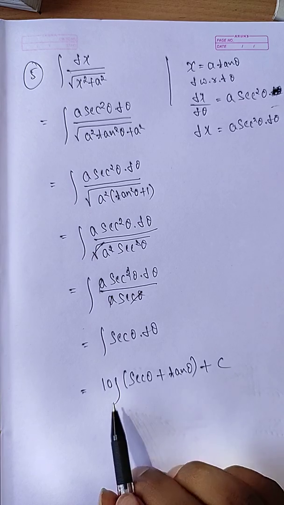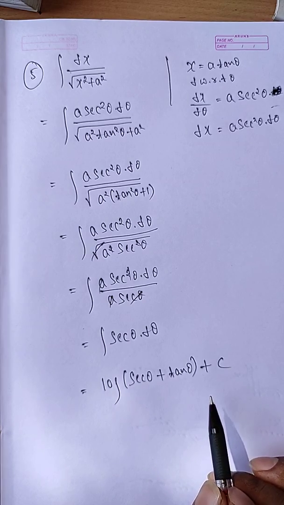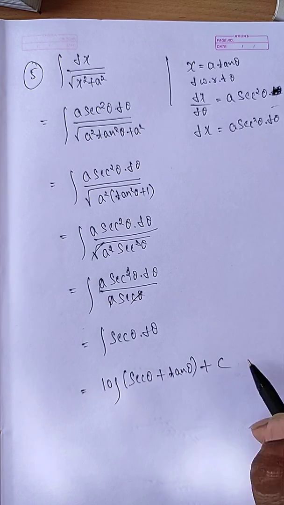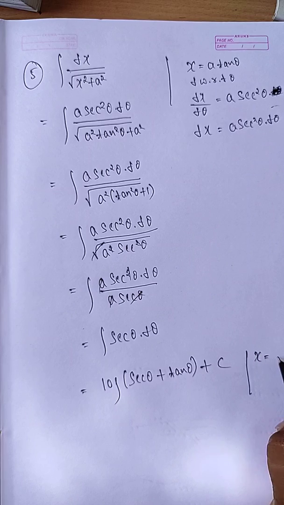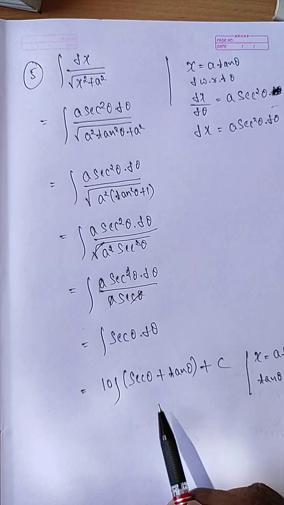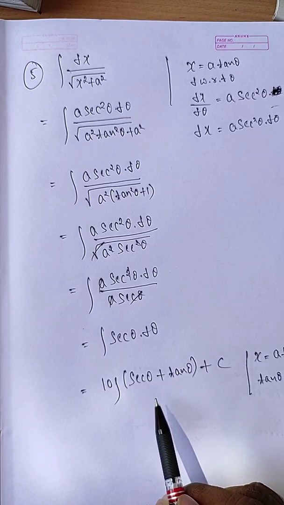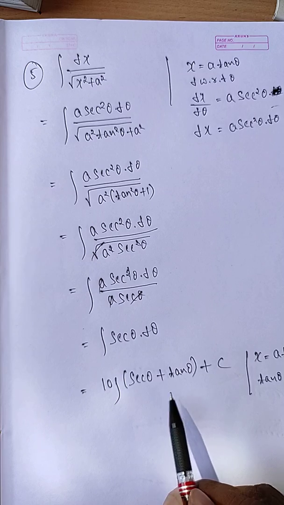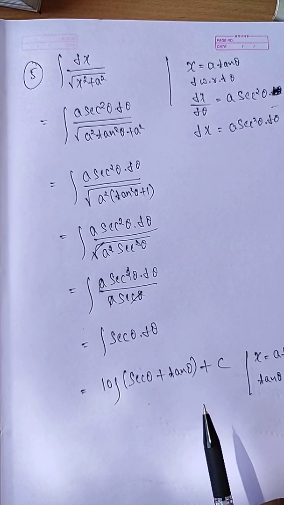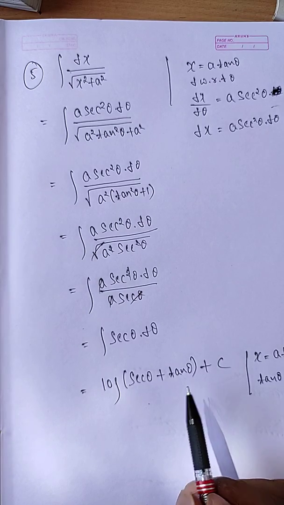Is it clear? So it is not in the standard form. You want to write it in the standard form. We know that x is equal to a tan theta. So the integration is complete, but the answer obtained is not in the standard form. Even if you substitute theta, it is not in the standard form. In the last class, in the last problem, we were replacing that theta, but here even if you replace theta, it does not come to the standard form.